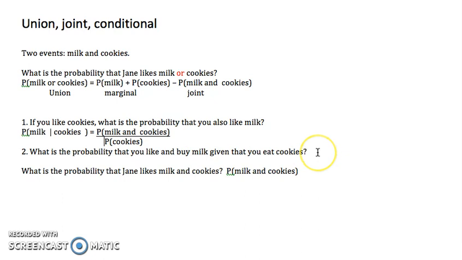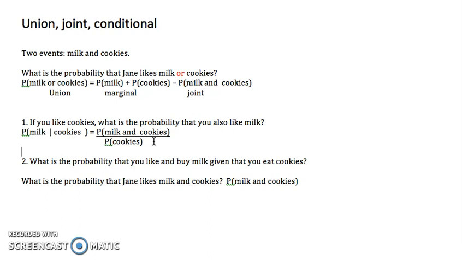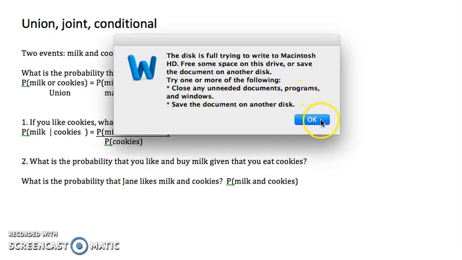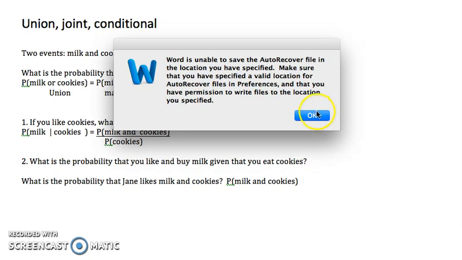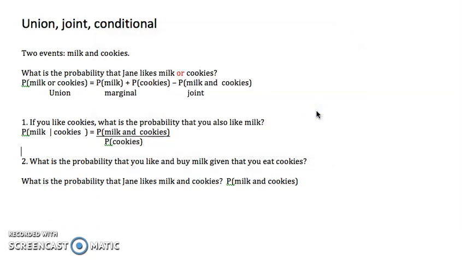The next question. Let me leave a space. What is the probability that you like and buy milk? Oh la la. What is the probability that you like and buy milk given that you eat cookies? So I don't see if, but I see two keywords. I see and I see the word given. And we know and helps identify a joint probability. Given helps identify a conditional probability. But those keywords must connect two relevant events.